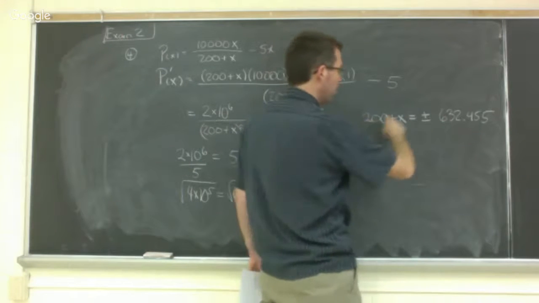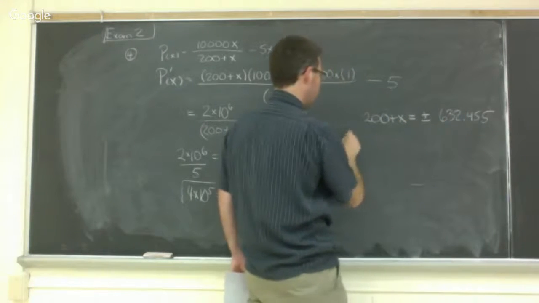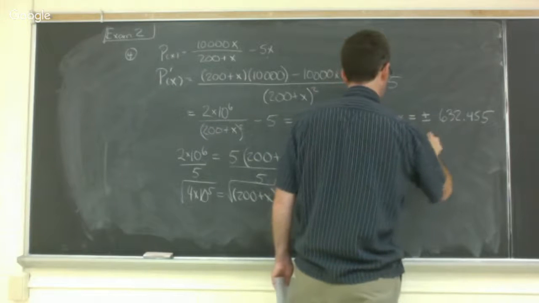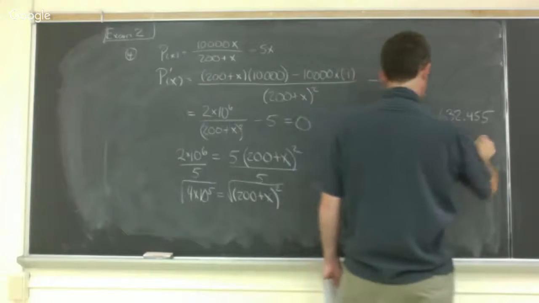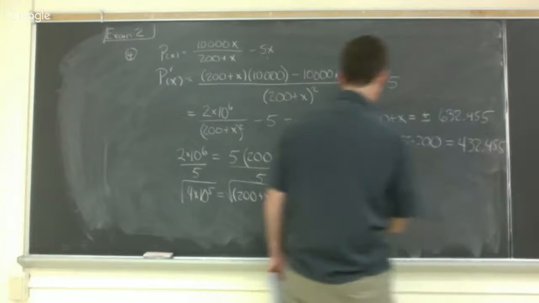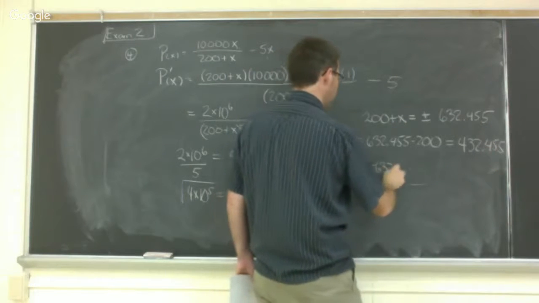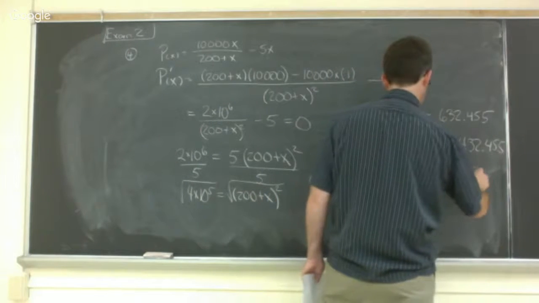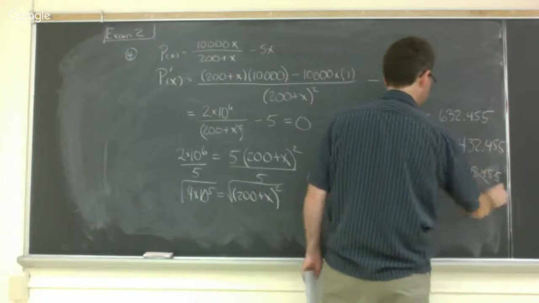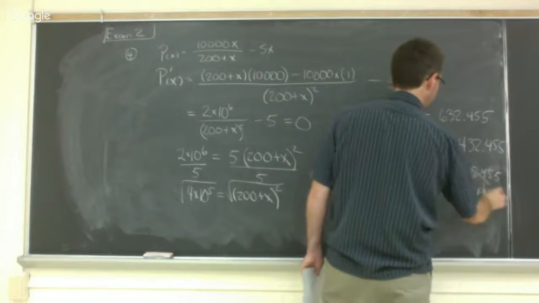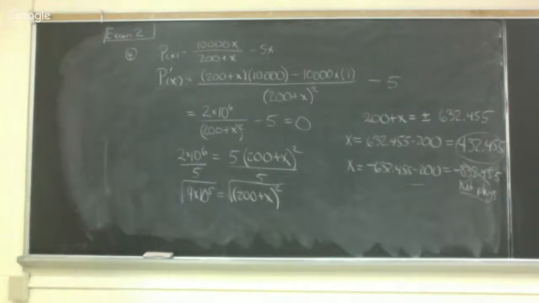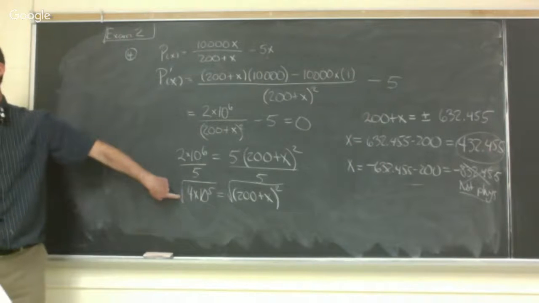Oh, right. So when I subtract 200, I have 2 possible answers. x equals 632.455 minus 200, which is 432.455, or x equals negative 632.455 minus 200, which is negative 832, which is not physical. So we want to sell 432 items. Yeah? That was the square root of this number, 4 times 10 to the 5th.